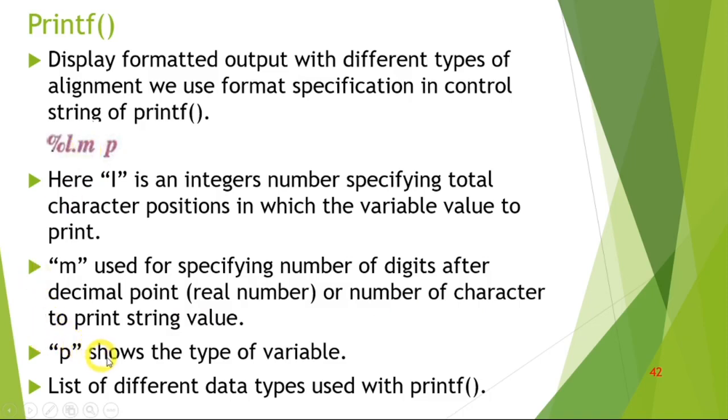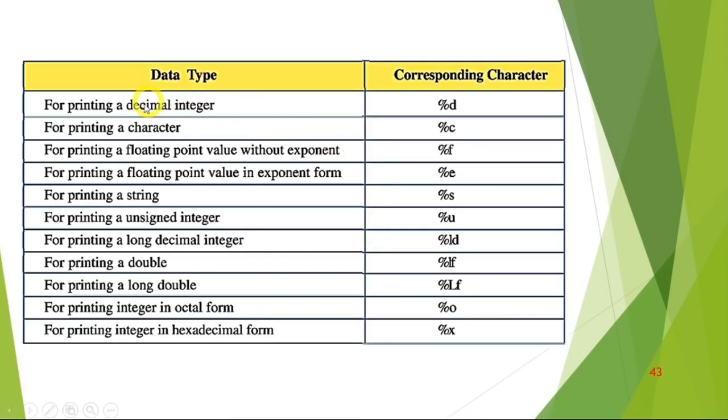So %, p shows each and every having I for integer, m for decimal number, real float, and p for showing type of variable. So each and every having MCQ, so remember that. So p shows the type of variable and list of different data types with printf. Now data type and corresponding character.